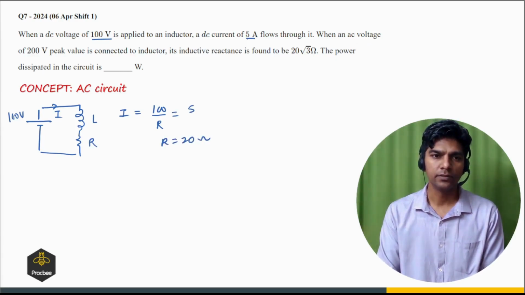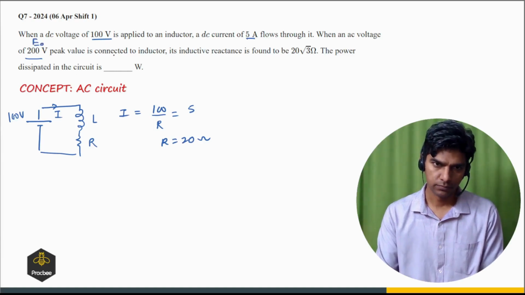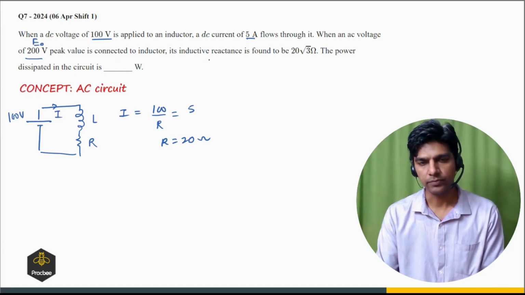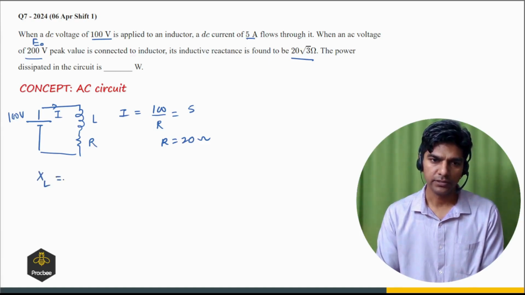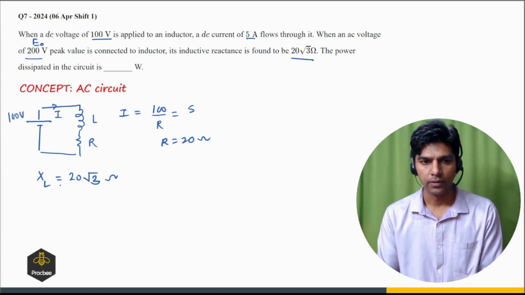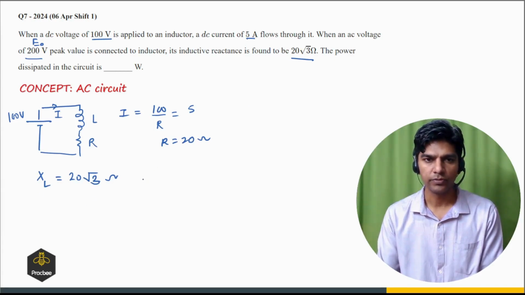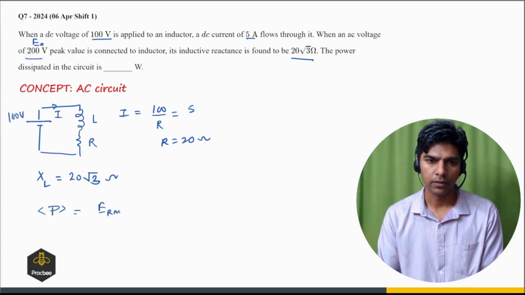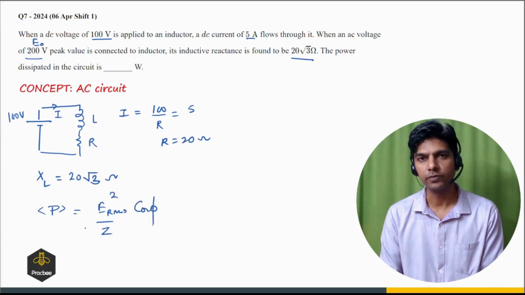Now when an AC voltage of 200 volt peak, this is the peak value, E naught, is connected to the inductor, its inductive reactance is found to be 20 root 3 ohms. So XL is 20 root 3. We have to find the power dissipation. E naught is given, so we can use the average power formula: E RMS square by Z times cos phi, right?